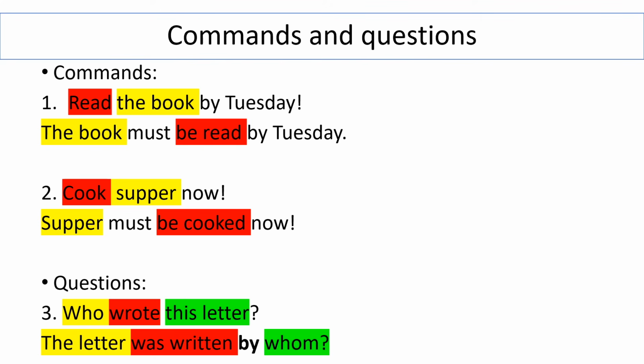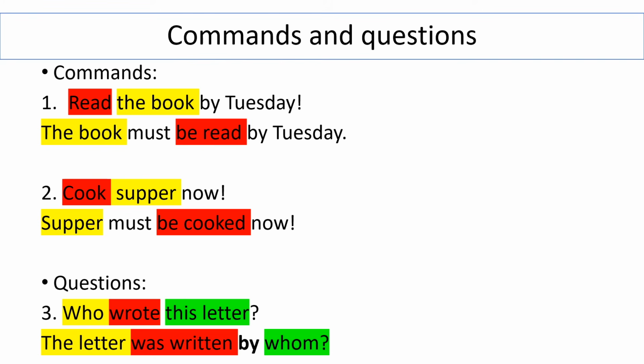Let's look at a question in the active and passive voice. A top tip here is if an active sentence asks who, the passive sentence will always contain by whom. Let's look at the sentence. Who wrote this letter? Step 1. Wrote is the verb in the sentence. Step 2. Who is the subject? Wrote is the verb and the letter is the object in the active sentence.